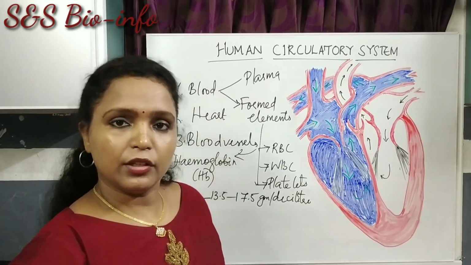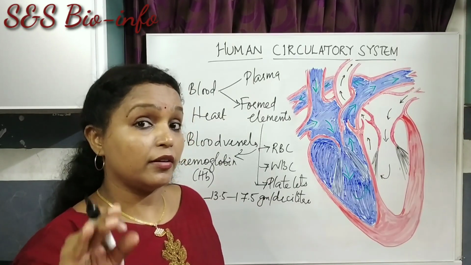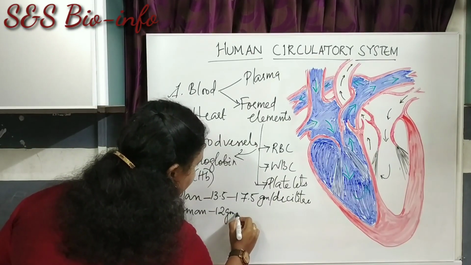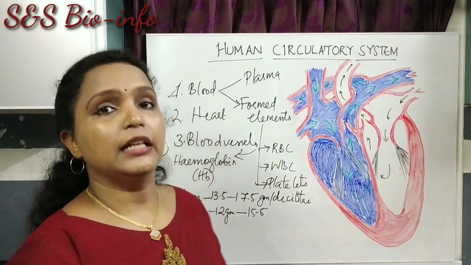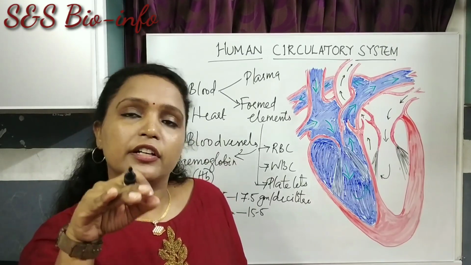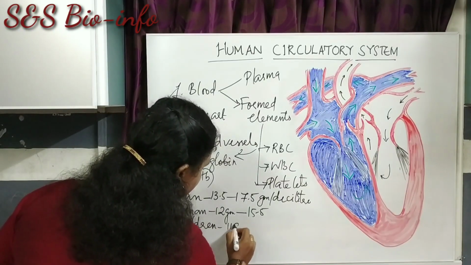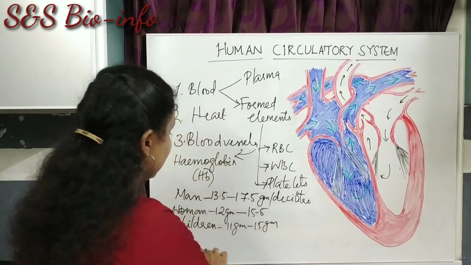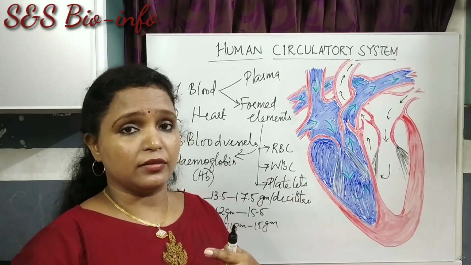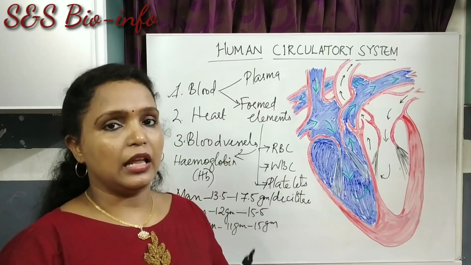In the case of a normal healthy woman, the range is between 12 gram and 15.5 gram per deciliter. In the case of children, the range is between 11 gram and 15 gram, because in children it varies according to the month. So from the first month, the third month, like that, it increases in the range between 11 and 15.